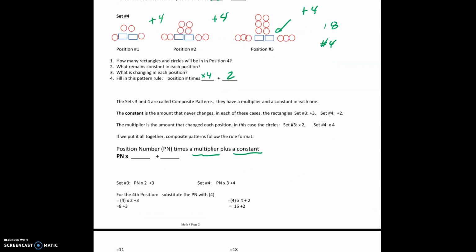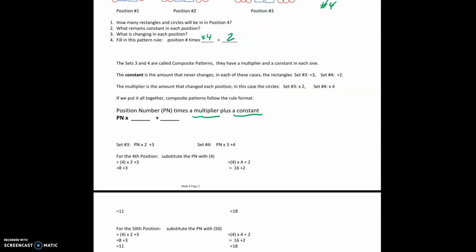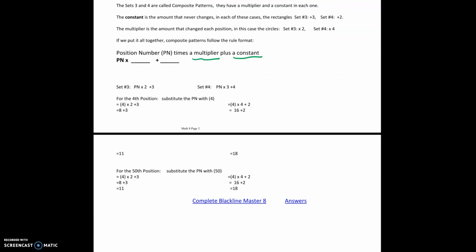They're already drawn out. For set number 3, we got position number times 2 plus 3. And we can figure out the fourth example there. 4 times 2 is 8. 8 plus 3 equals 11. And then for set number 4, position number times 4 plus 2. So we've got 4 times 4 and then plus 2 giving us our total of 18.